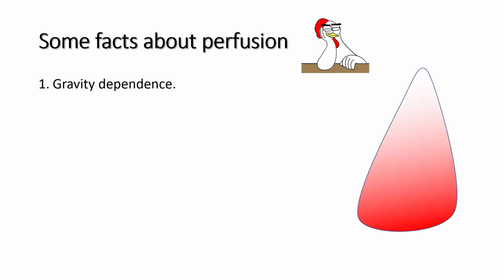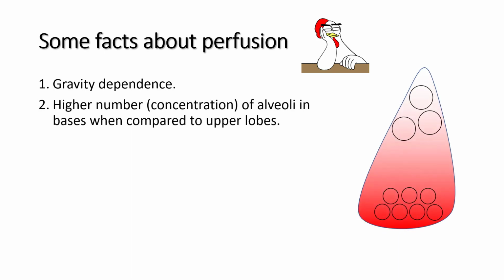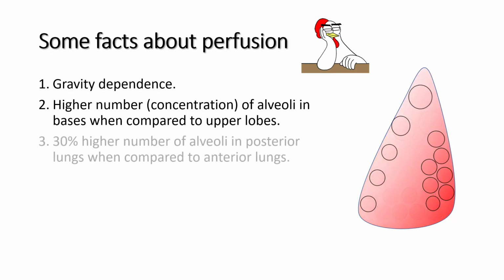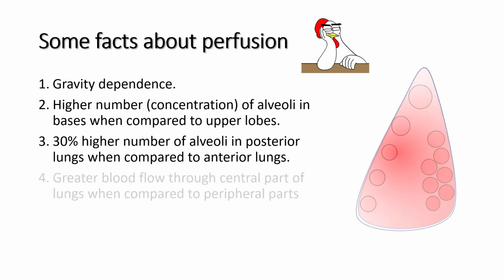Perfusion is certainly gravity dependent and also depends on the lung volumes, as we just talked about. There are higher numbers of alveoli at the bases when compared to the upper lobes. This is another reason why perfusion is higher in the bases, because with more alveoli, there are more capillaries in the area. Also, there are 30% more alveoli in the posterior lungs when compared to the anterior part of the lungs.